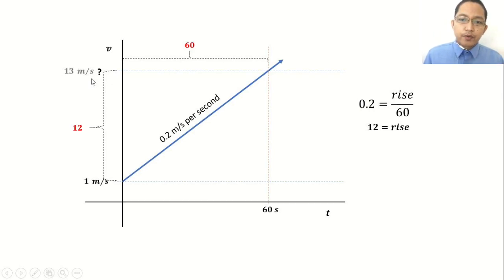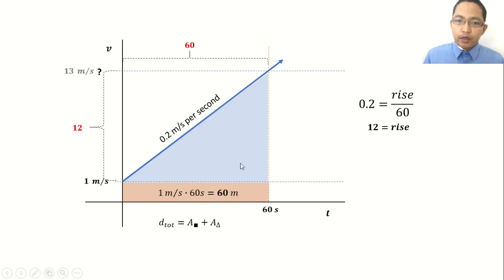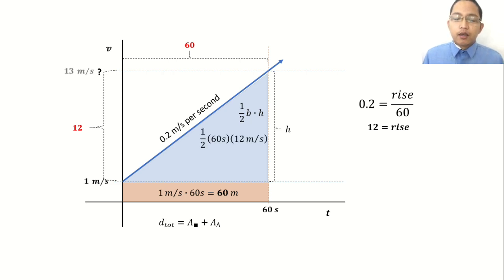To find the distance, we need the area under the graph. This rectangle here and the triangle there, and indicate that as the distance. The rectangle is base times height. This gives us 60 meters. While the triangle is 1/2 base times height. Let's show that height, this one. That's 1/2 times 60 seconds times 12 meters per second. Careful here, 12, not 13. This gives us 360 meters. That's it, like magic. 420 meters.